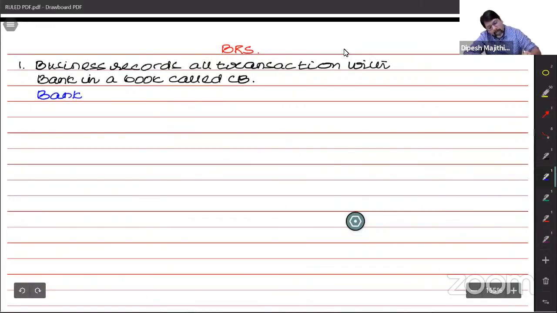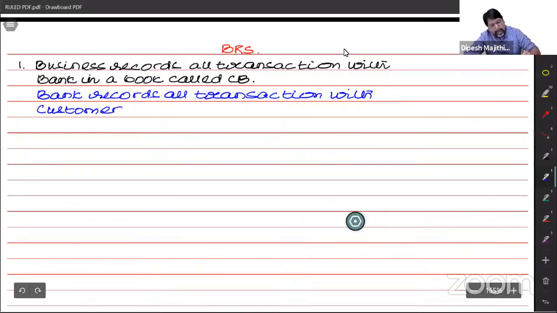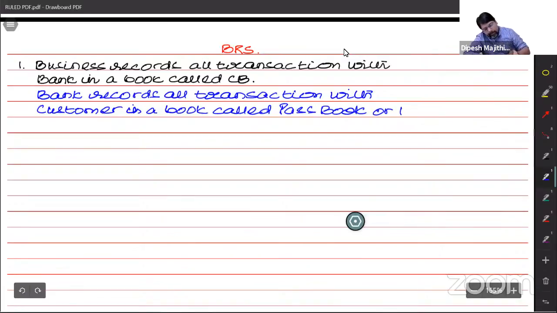Bank records all transactions with customer in a book called passbook or bank statement.